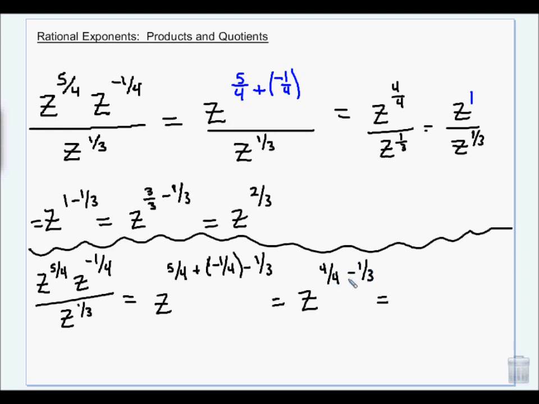Common denominator here, 12. So I have 12/12, oops, minus 4/12. So that's z to the 8/12, which reduces to 2/3. Or you could have done common denominator way up here and then combined it that way. Same thing, it's just here you're dealing with it all at once, as opposed to here where you're dealing with it in parts.